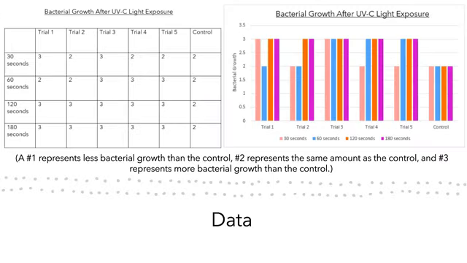Here's the data collected, which was then put into a bar graph as well as a table. The data is self-explanatory, but allow me to clarify the numbers in the graph and the table. A number 1 represents less bacterial growth than the control, a number 2 represents the same amount as the control, and a number 3 represents more bacterial growth than the control. This scale was created in order to quantify the growth due to the varying sizes and numbers of colonies on each plate.